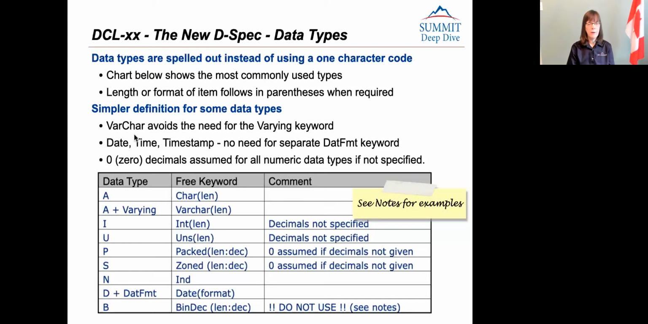But I digress. One thing I want to point out here is a couple of the changes, like varchar, for example. We used to have just character, and then we used a keyword varying. So that's now changed into a different data type for varchar. And the same thing with dates and times. We used to have the date, and then the format was a completely separate keyword for date format. Now we put date and the format. Of course, if you don't put a format in there, it will still default just like it did before if you didn't put the date format keyword. And we've already mentioned the 0 decimals that aren't required.